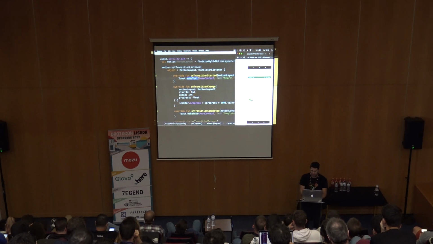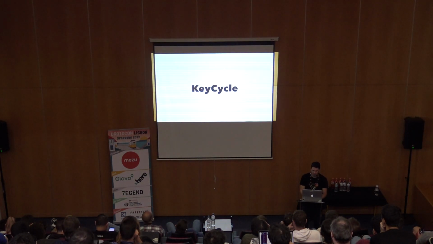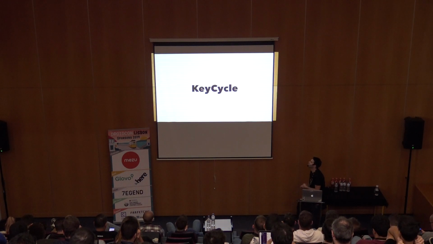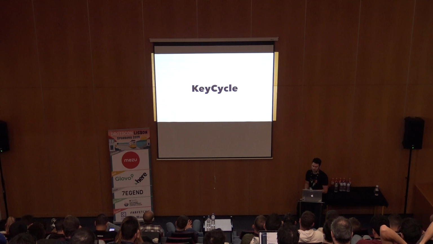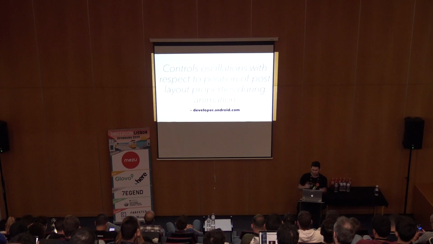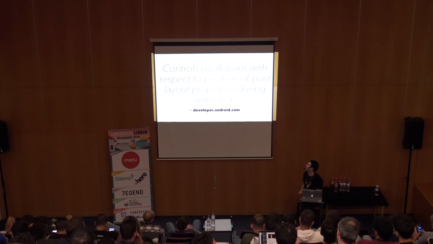Yeah. Back to some slides. I hope everybody did not get lost too much. There's a new thing that is coming that is called KeyCycle. It is a bit hard to get into, and it has only been around since Google I/O, I think. So I picked the official documentation. That is not very clear, I think, but it says it controls selections with respect to the position of the view properties during action. I will show you an example, that would be better.